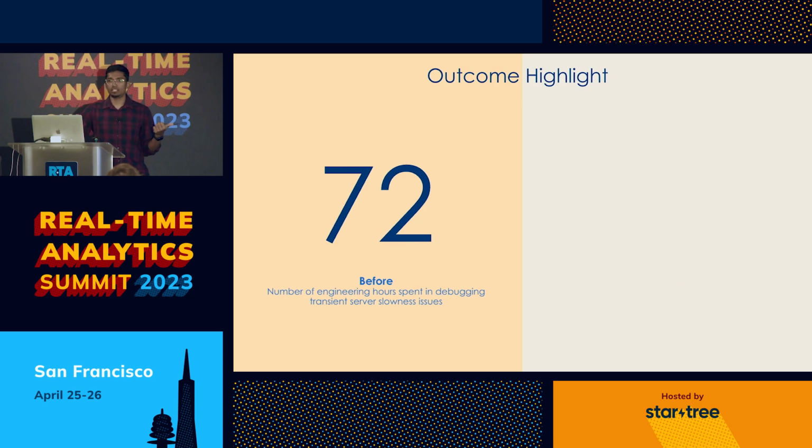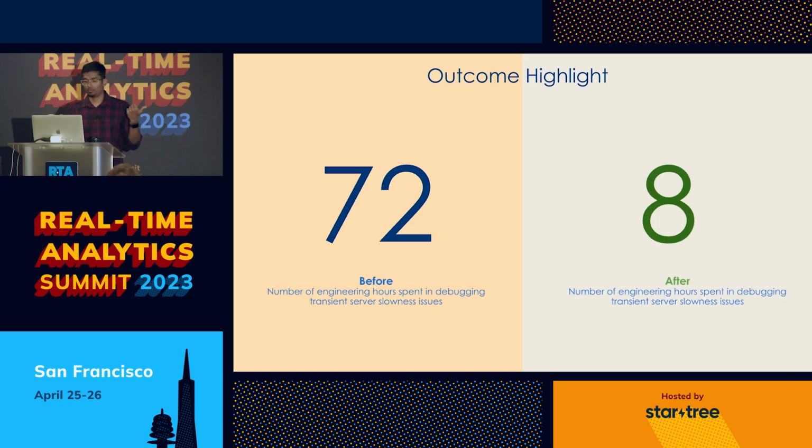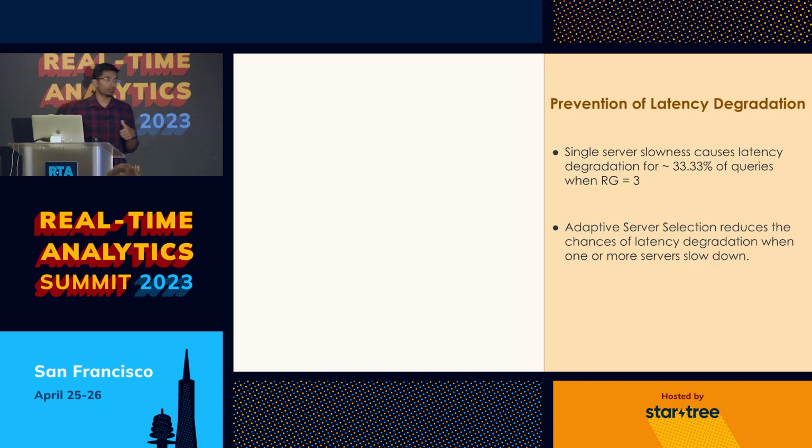And translating this to the total number of engineering hours spent, the time has come down from 72 hours to just 8 hours per quarter. And ultimately, the goal of this feature is to prevent latency degradation when a server is not behaving well. In a system with a replication factor of 3, about 33% of the queries see poor latencies when a server goes bad. And the adaptive server selection feature helps improve that.